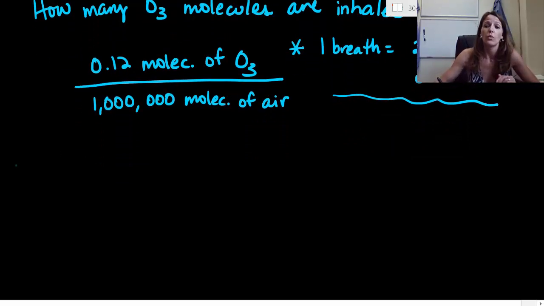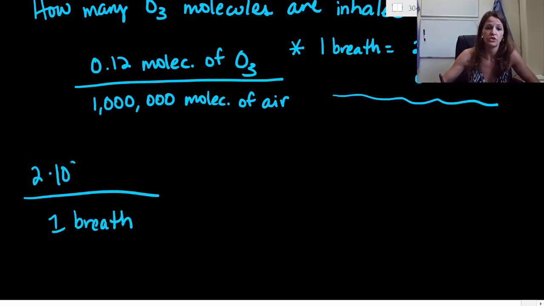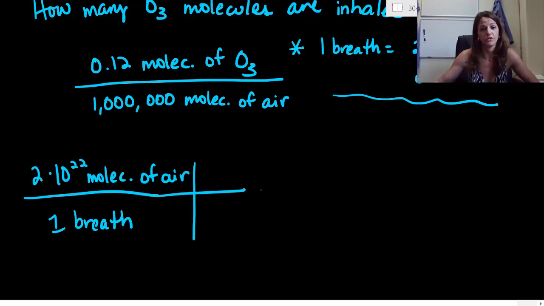So let's start off. We know we're trying to solve for ozone molecules per breath. So I'm going to start right off here by putting breath in the bottom. So one breath, which means that I'm going to just have to start off with 2 times 10 to the 22 molecules of air. Again, I like to use these train track methods. You don't have to do it, but this just works for me. It's what I learned my sophomore year of high school, and I stick with it.